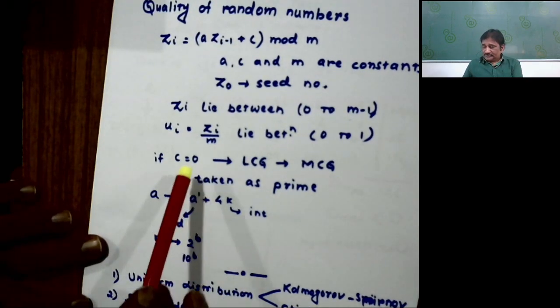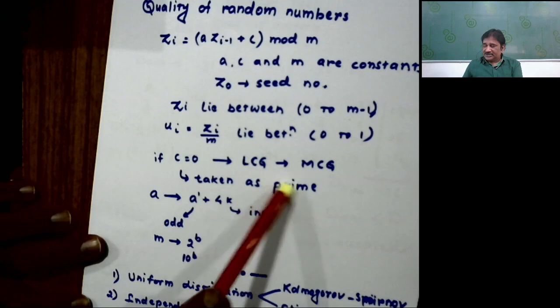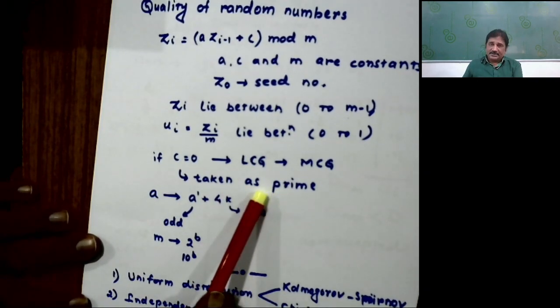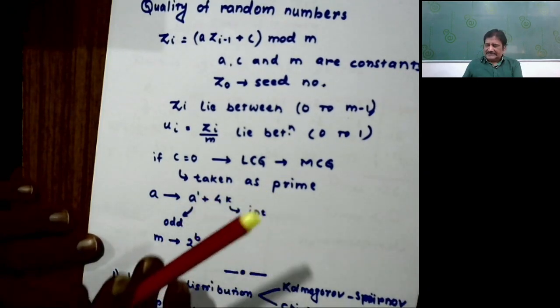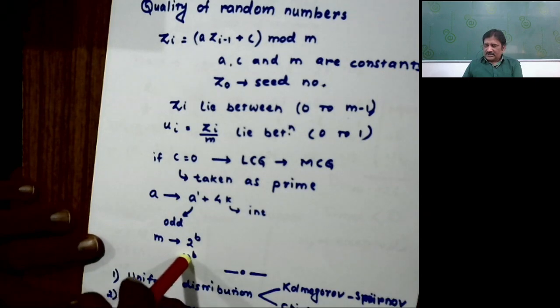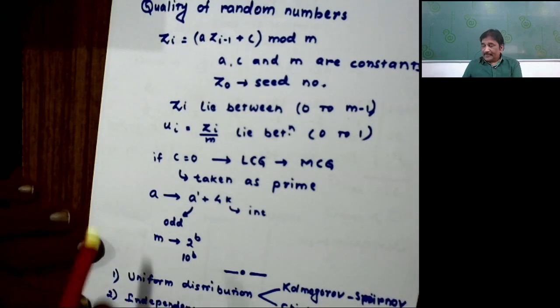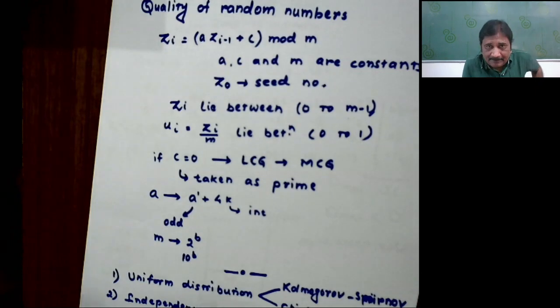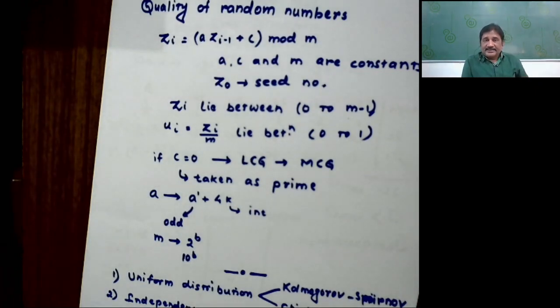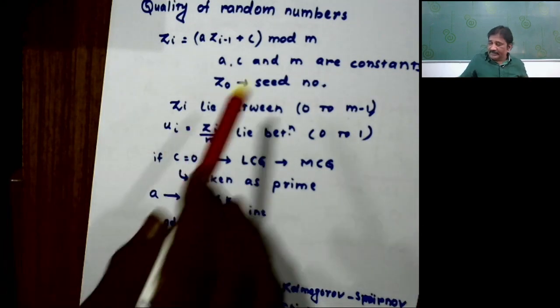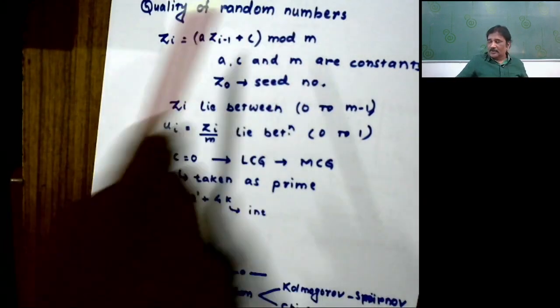And if it is not 0, then c is to be taken as a prime number. All the care is taken in this method so as to have longer cycles of random numbers, right? And m is taken as 2 to the power b, because when I take m as 2 to the power b, then it becomes convenient for the computer to carry out this operation.